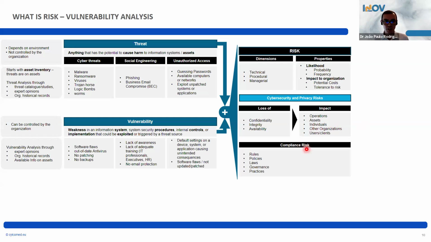It also raises compliance risks, which has to do with the rules of the organization, the policies, the law that you must follow, the governance structure or processes, and any practice that the organization is using.